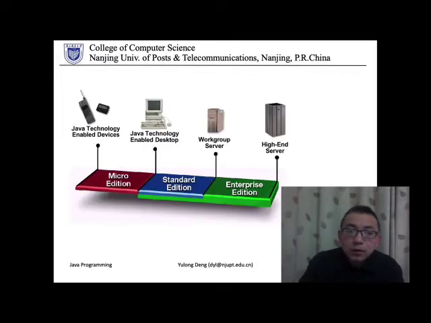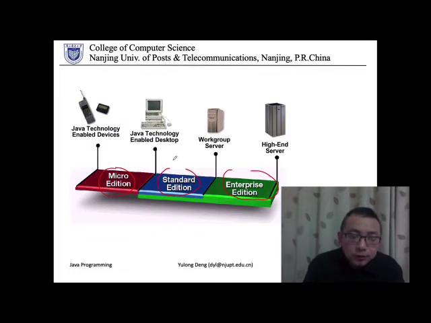Well, here's a picture. Inside the picture, we can see three different boxes: Standard Edition, the Enterprise Edition with green, and the Micro Edition with red. The Standard Edition is a very old technology of Java, and since Java was born, we can use the Standard Edition to write code for desktop applications.